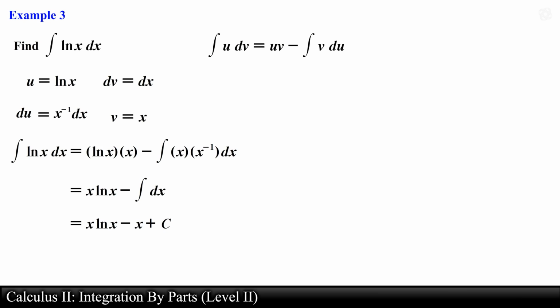This example illustrates that we can actually use integration by parts to find the integral of a single function. It's just a matter of spotting and creating a second function. In this case, it was the constant function 1 dx. Alright, in our next video we will find more complicated integrals that require you to repeatedly apply the integration by parts formula.